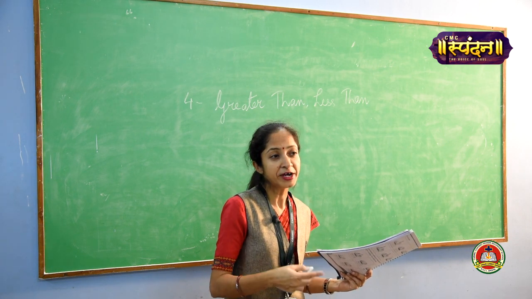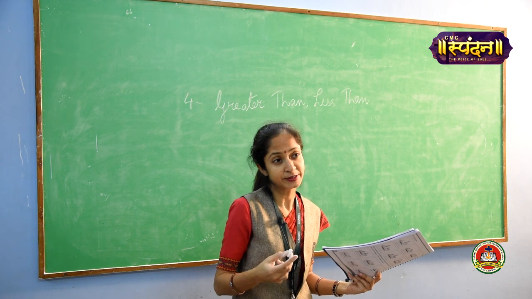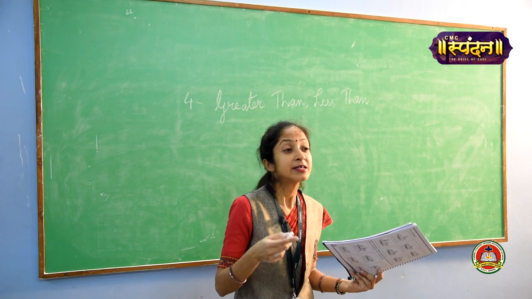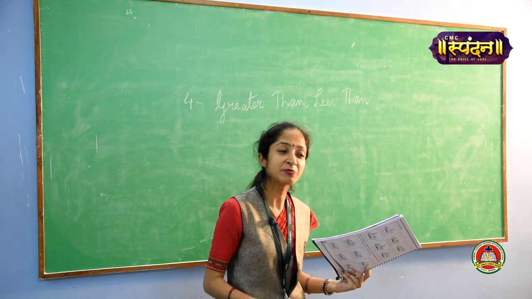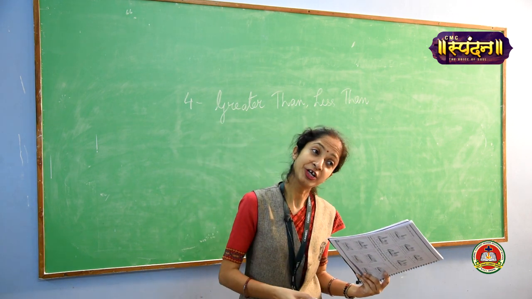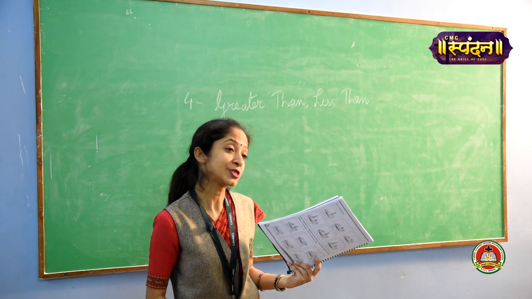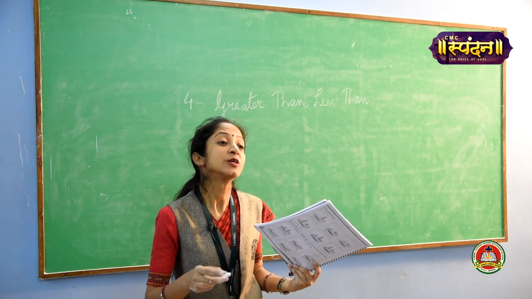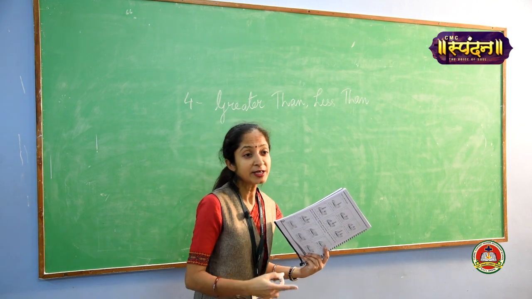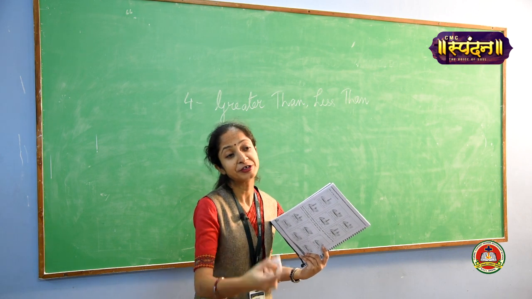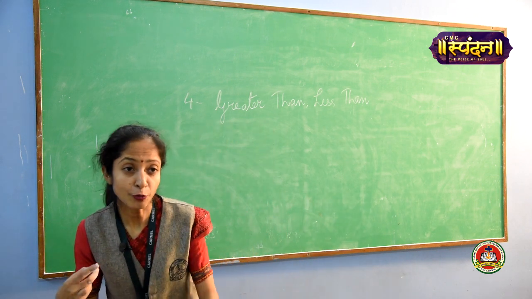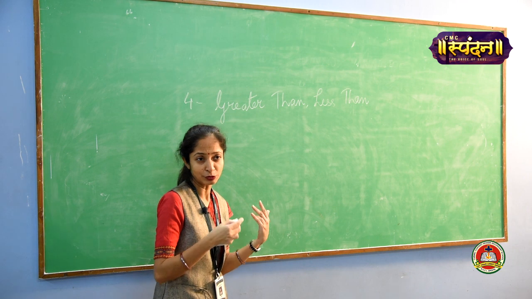Suppose 10 is bigger than 9, 9 is bigger than 8, 8 is bigger than 7, 7 is bigger than 6, 6 is bigger than 5, 5 is bigger than 4, 4 is bigger than 3, 3 is bigger than 2, 2 is bigger than 1, and 1 is bigger than 0. But as we move back, the numbers are small. 1 is smaller than 2, 2 is smaller than 3, 3 is smaller than 4. Okay, so when we move forward, the numbers grow big, and when we move back, the numbers grow small.